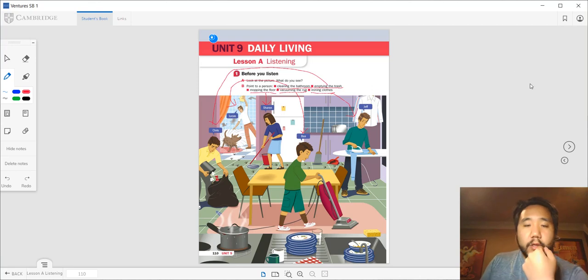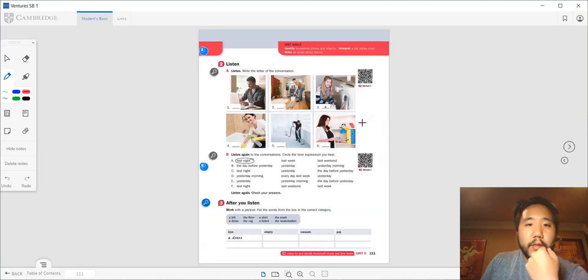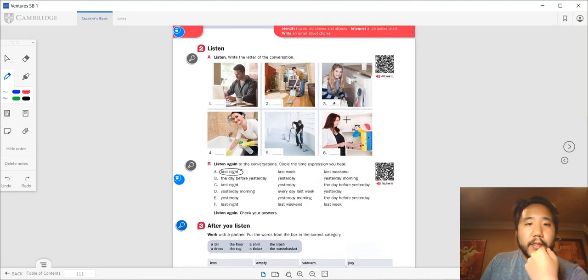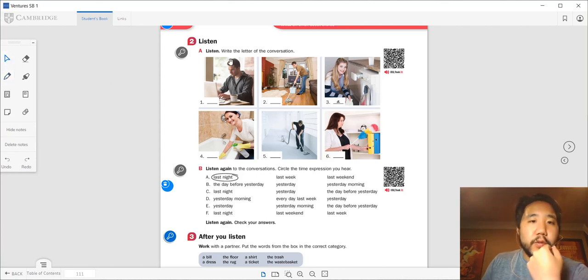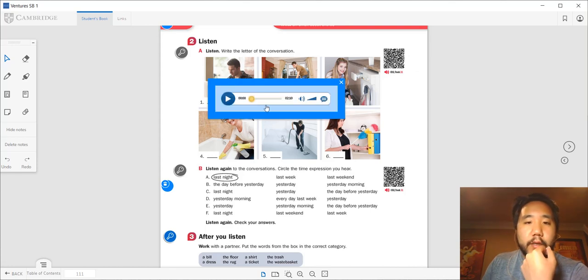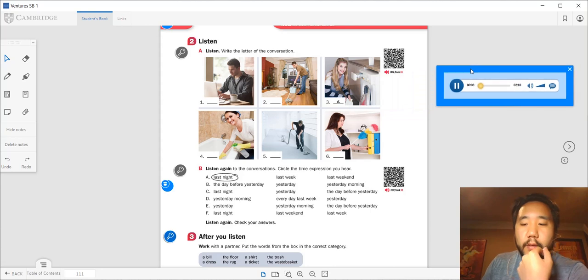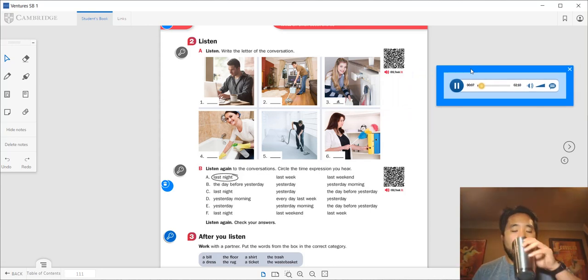Okay, now we're going to do exercise two. Exercise two, listen, write the letter of the conversation. We're going to listen to the recording first and try to do exercises 2A and B. So let's do that. Unit 9, Daily Living. Page 111. Exercises 2A and 2B. Track 31. Conversation A.